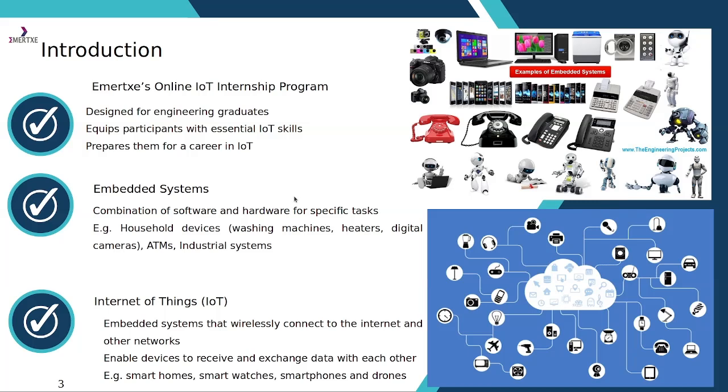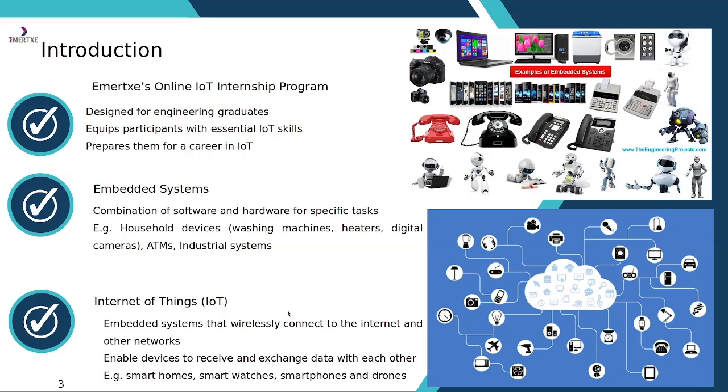So for example, as I mentioned, the digital camera is an embedded system that captures images, processes them, and stores them all within that compact device. Another example is the control system in an industrial environment that manages robotic arms and conveyor belts. As you can see, we have robotics over here, robots. They are all embedded systems.